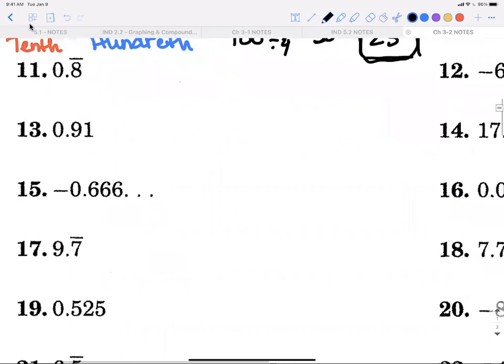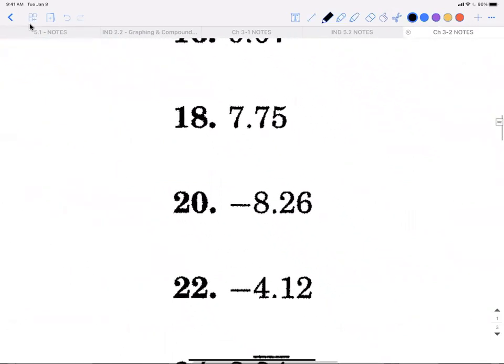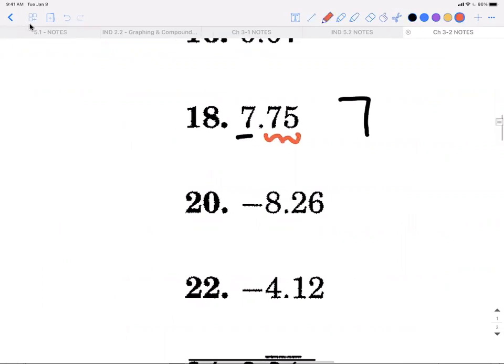So what about one that has a whole number out front? It doesn't change anything. Your whole number stays your whole number. And then your decimal, this part right here, becomes the fraction part of a mixed number. So 75 over 100 because of 1, 75, and then because it's 2 places, it's 2 zeros.